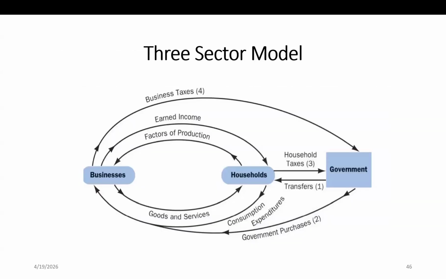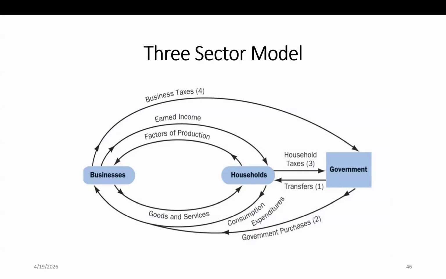And in the three-sector economy, another party comes into the picture, that is the government. So you can see the activities of the households and the firms happen as I explained previously. However, the household's income is earned for providing factors of production. So you know what the factors of production are.